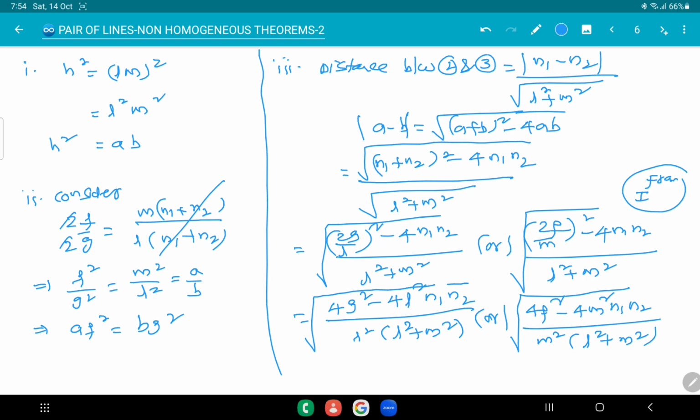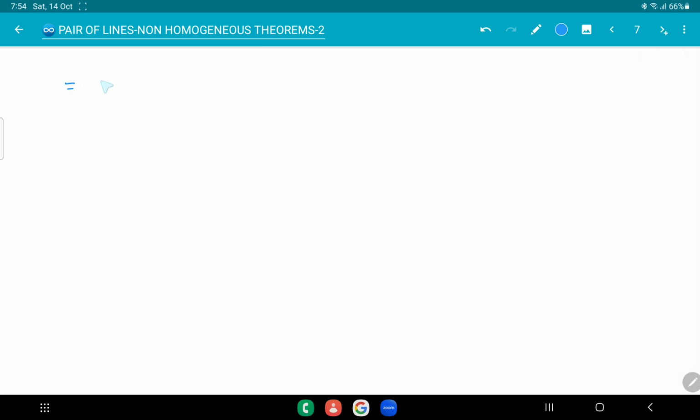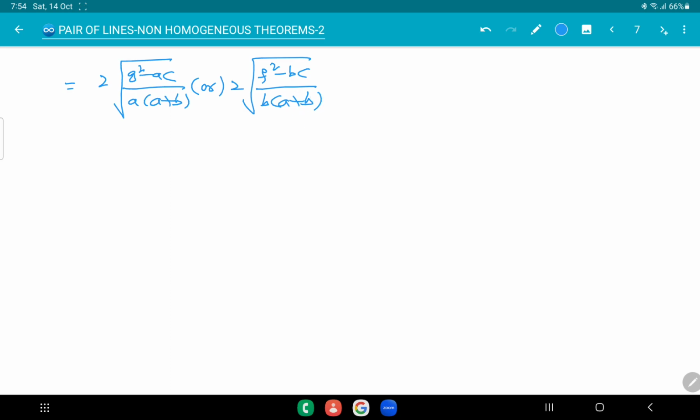Let us take the 4 common here. 4 common means it comes out of the root and becomes 2 only, and replace the values of l square, m square, and so on. So it becomes 2 into root of (g square minus ac) by a into (a plus b), or 2 into root of (f square minus bc) by b into (a plus b). It completes the two theorems of the pair of slightly non-homogeneous equation.